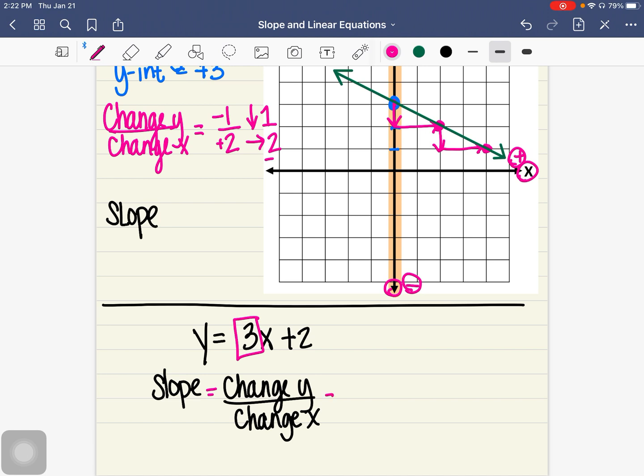Don't forget that any integer or any whole number can be written as a fraction. All you need to do is put it over +1, and it doesn't change a thing. So this would be a +3, so up 3, and a +1 would be to the right 1. So if you do get that, just put it over the number 1, and you're good to go.